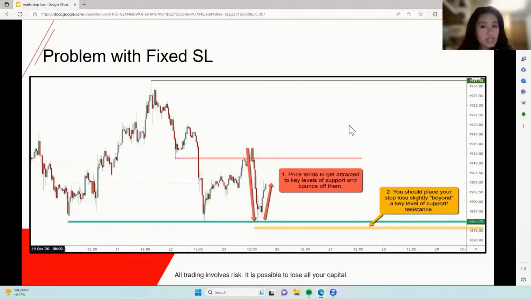So what we should have done instead was to place our stop loss, which was over here, the green line. Instead of the green line, we should have placed it at the yellow line, because we mentioned earlier that you want to place your stop loss slightly beyond a key level of support or resistance, just to allow that space for a reversal or a bounce to take place. Okay, and we can expect this to happen because price often gets attracted to key levels of support or resistance and then reverses off of them.